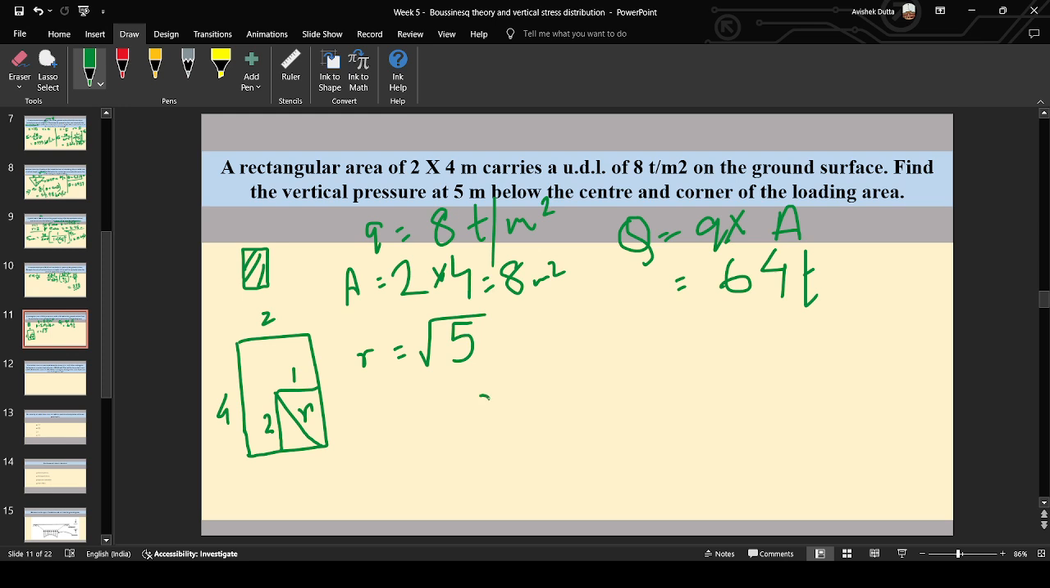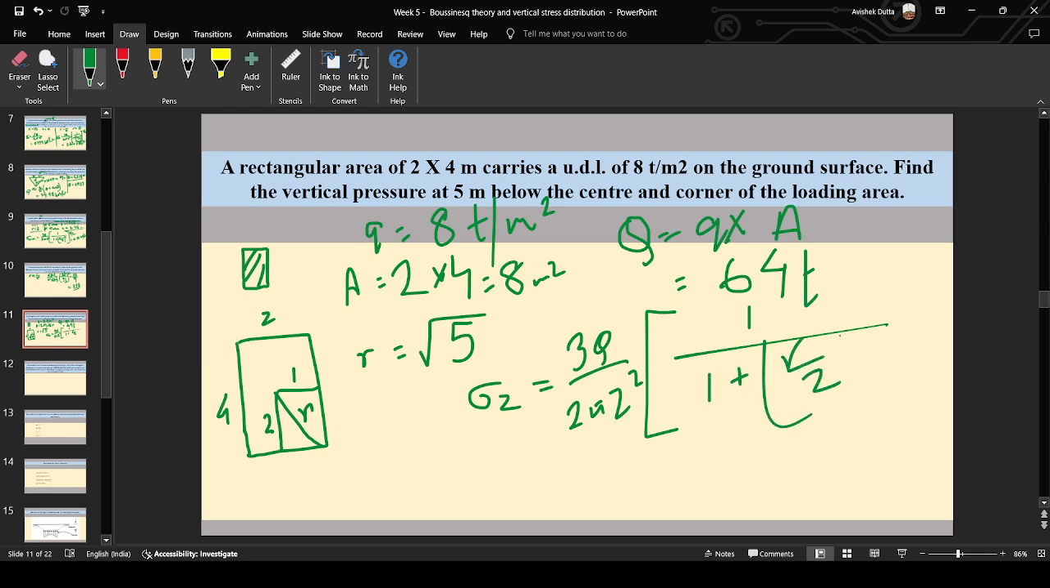Now in this formula, that is sigma z equals 3Q divided by 2 pi z square, times 1 divided by 1 plus (r by z) whole square, whole to the power 5 by 2. So at the center, obviously r will be equal to 0. Putting r equal to 0 and z equals to 5, we'll get the first value, that is almost equal to 1.22. Sigma z at r equal to 0 is 1.22 ton per meter square.